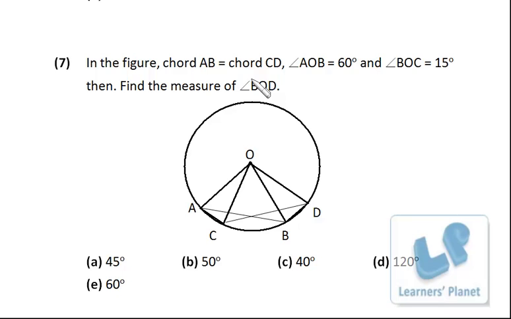In the figure, chord AB is equal to chord CD, angle AOB is this, BOC is this, find the measure of angle BOD. That's a pretty simple problem. See, you must know one property: equal chords subtend equal angles at the center, right? So if AOB is 60 degrees, then angle COD will also be 60 degrees, because AB is equal to CD. They are equal chords, so they subtend equal angles at the center. Now this complete angle is 60 degrees and BOC is given as 15 degrees, so obviously this must be 45 degrees, a matter of 30 seconds.